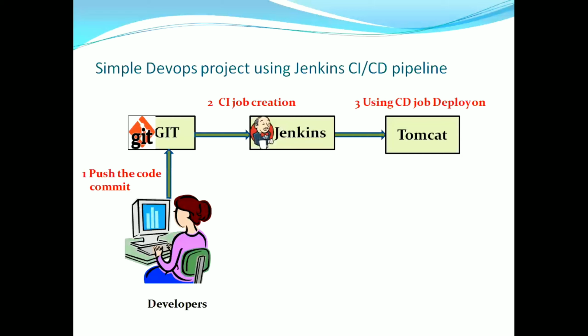So I'll give you an overview. First, we'll commit the code to the Git repository. This updated code, the Jenkins server will fetch using the CI job, and then it will create a war file. Using the Jenkins CD job, it will fetch that war file and deploy it on top of Tomcat server. Guys, hope this is clear. If you have any doubts, please comment in the comment section.